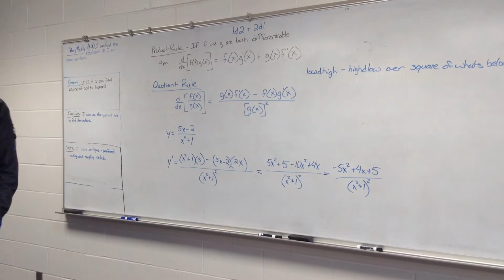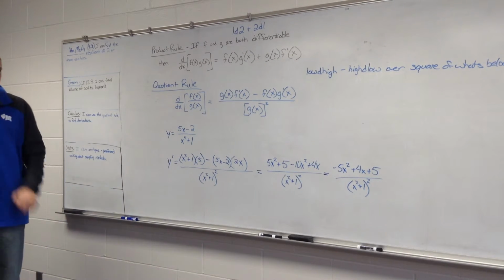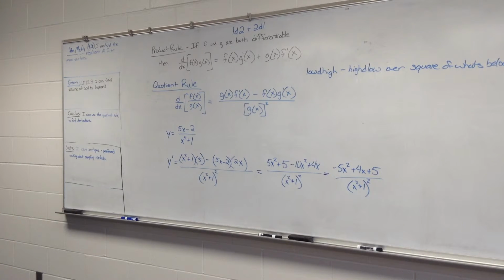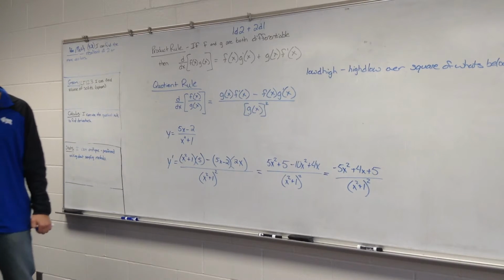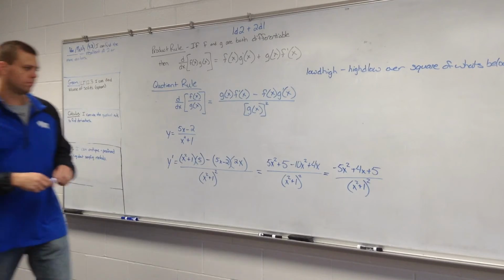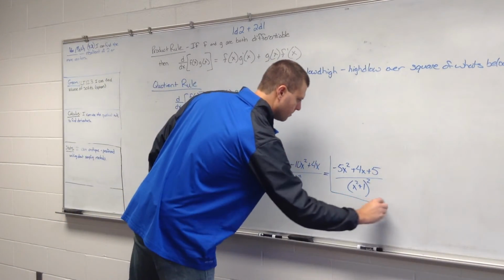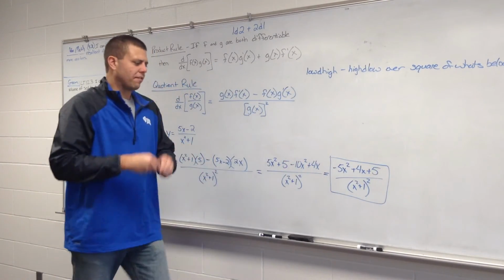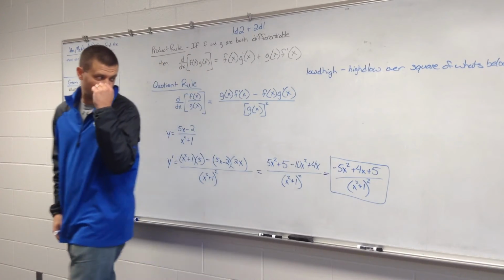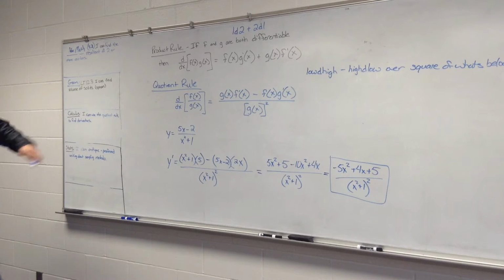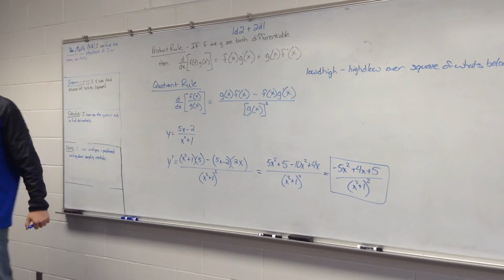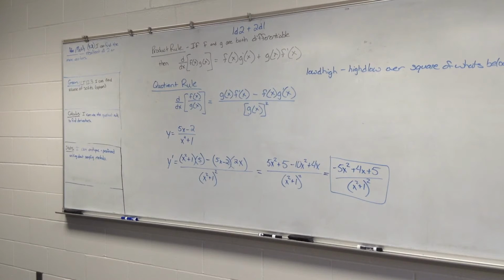So negative 5x squared plus 4x plus 5. That doesn't look like it's going to cancel out, and it's probably not going to be factorable. 5 times 5 is 25. Think of things that multiply to 25 and add to 4, probably not happening. Especially because you're going to get an x to the 4th in the bottom, and you wouldn't have a common factor anyway. That would be your derivative of this function right here. It's a long derivative.